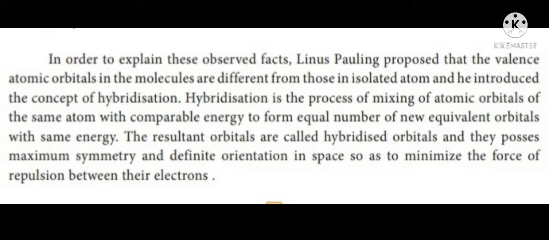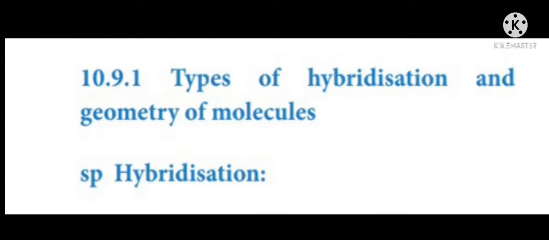Next, let me discuss the types of hybridization and the geometry of molecules. Here, we have to discuss sp hybridization, sp2 hybridization, sp3 hybridization, and bonding in ethylene molecule and acetylene molecule. First, we will start with sp hybridization.